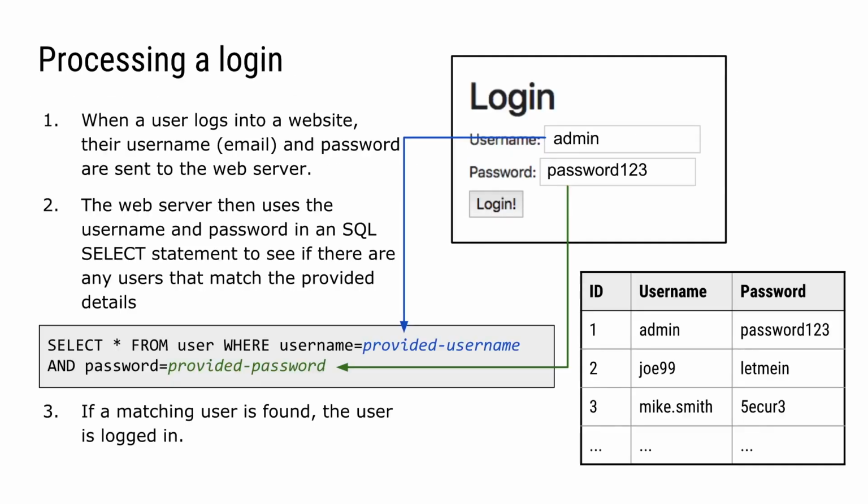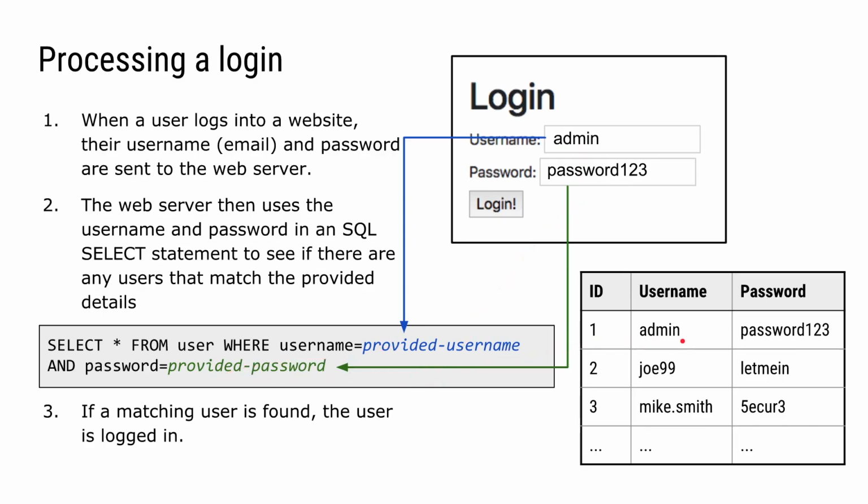And when we process that login, a user will type in their username, they'll type in their password, and they'll press login. And that data tends to get sent then to a database where it is going to be inserted into an SQL select statement. So the way that the login tends to work is that we have this select statement: select everything from the user table, where the username equals whatever the username is that's been provided, and the password equals whatever the password is that's been provided. And in the case here where it says admin and password123, those values would go in here. So it'd say admin and password123.